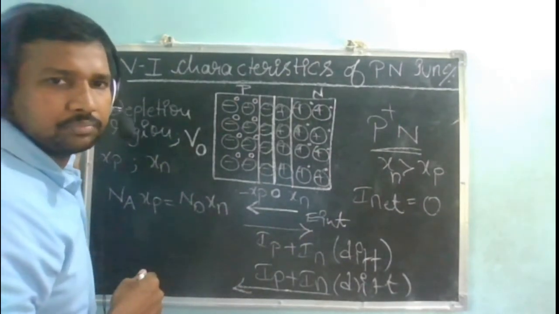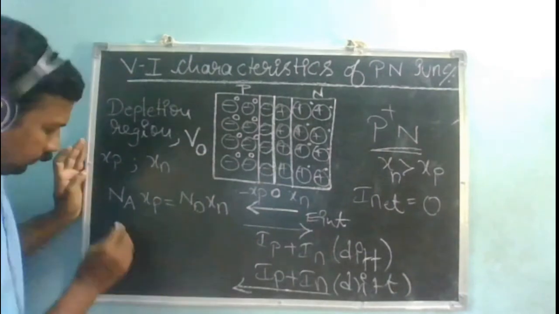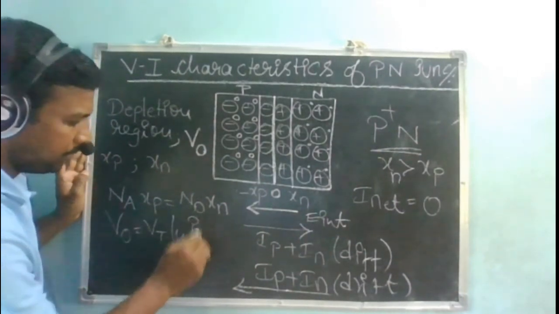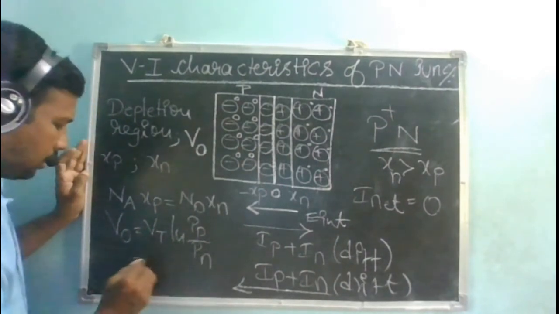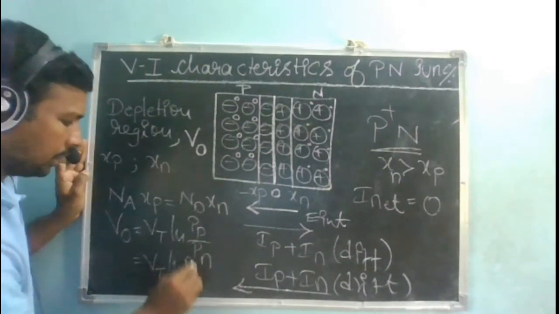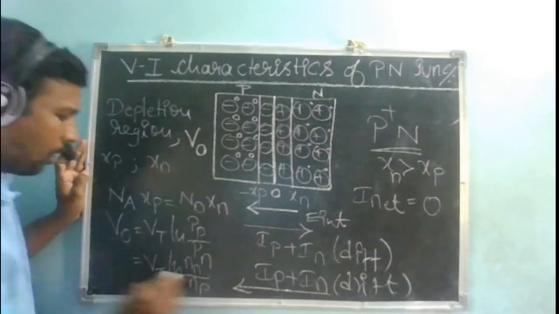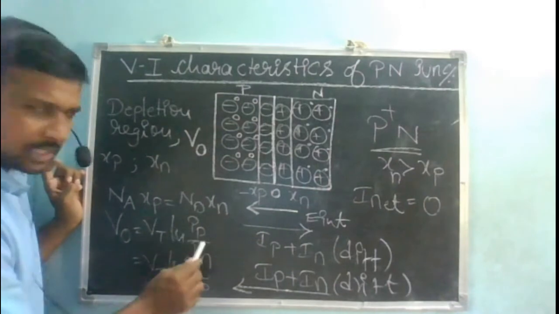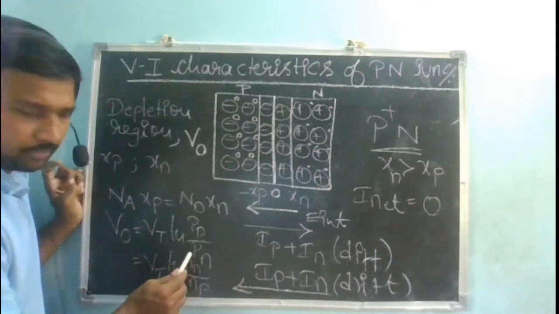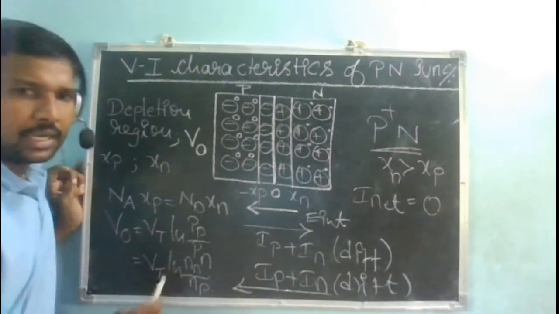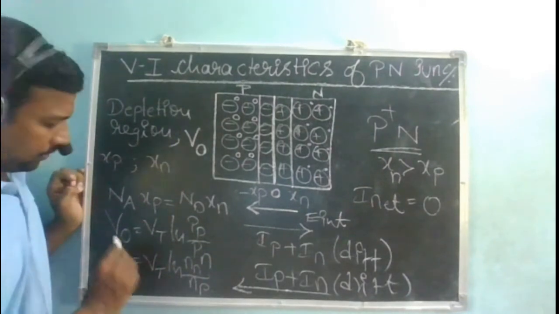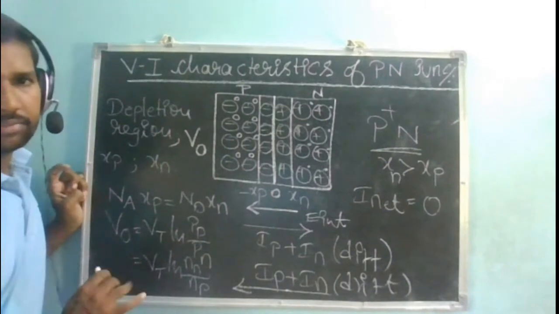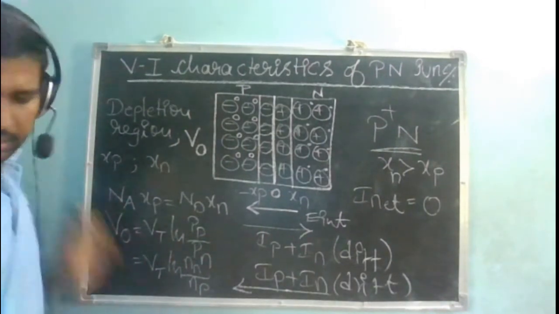How much is V naught? V naught is equal to VT ln(NN by PN), or VT ln(PP by PN), or VT ln(NN by NP). PP is nothing but NA, so V naught is VT ln(NA ND by NI square). So V naught is equal to either this formula or VT ln(NA ND by NI square). Is this fine?